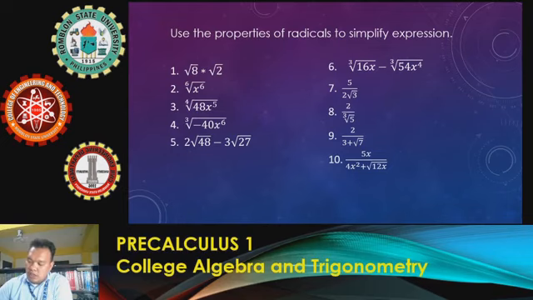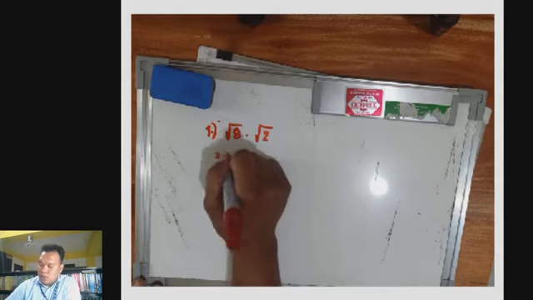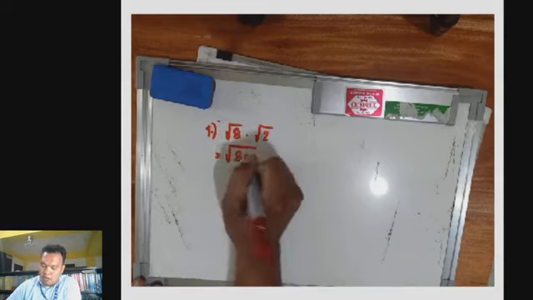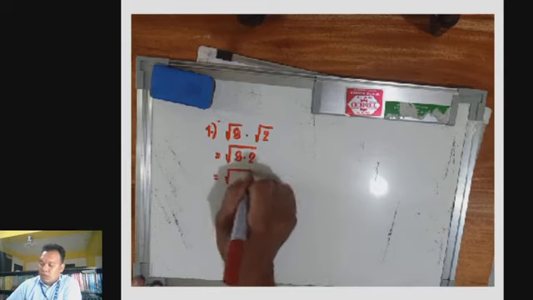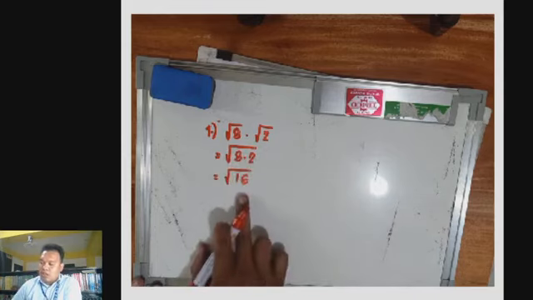square root ni 8 multiplied by square root ni 2. So, pwede natin sabihin yan as ganito. Square root ni 8 multiplied by the square root of 2. So, pwede natin siyang isulat as equal to square root ni 8 times 2. Then, lalabas square root ni 16. Then, si 16 is perfect square. So, lalabas yan ay 4. Or 4 times 4 is equivalent kay 16.